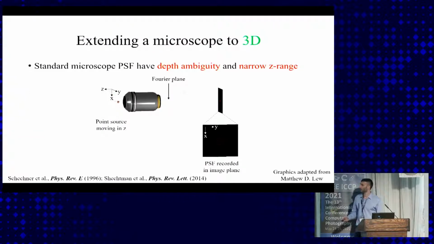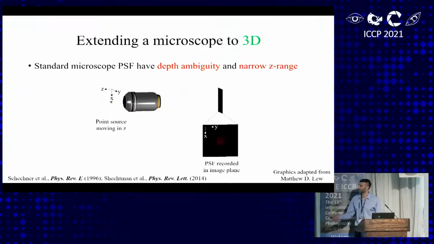Here you see a point source moving in Z at the left, and here you see the PSF, or the image of this point source, changing while the point source is moving. As you can see, the image of this point source, or the PSF on the camera, is symmetric above and below focus, and therefore we have a depth ambiguity. We can't tell if it's above or below focus. Also, we have a very narrow Z range, after which the signal becomes very diffuse, and therefore in typical SNRs, this will be drowned in noise.